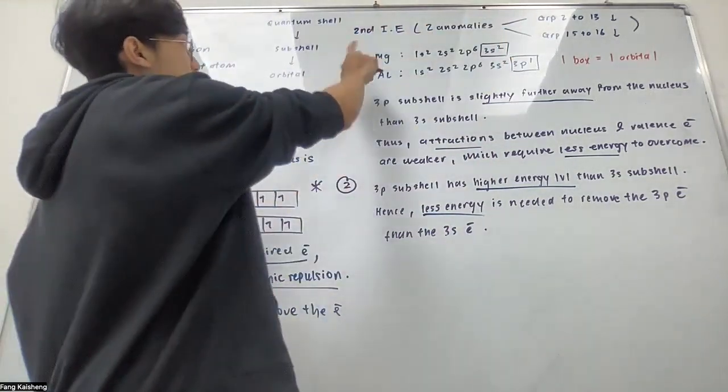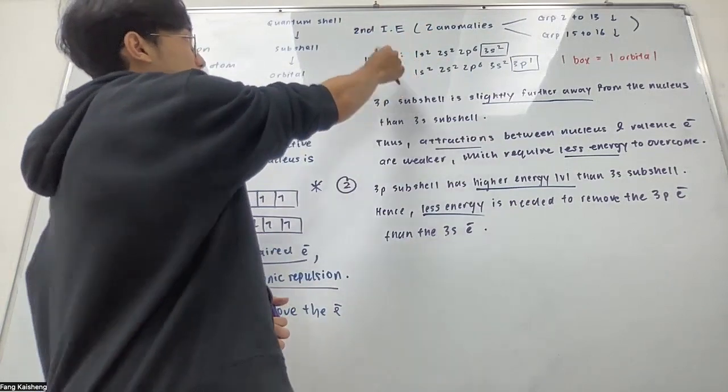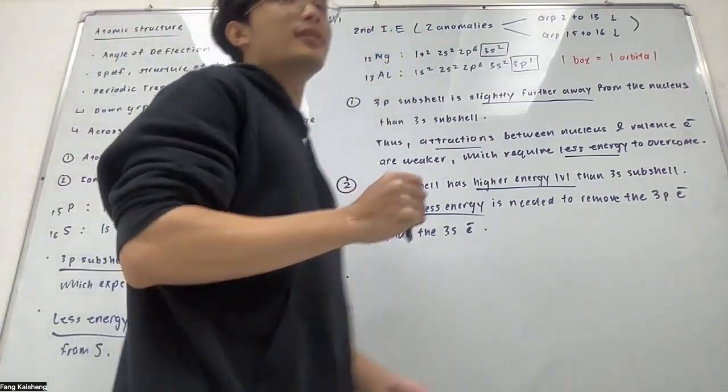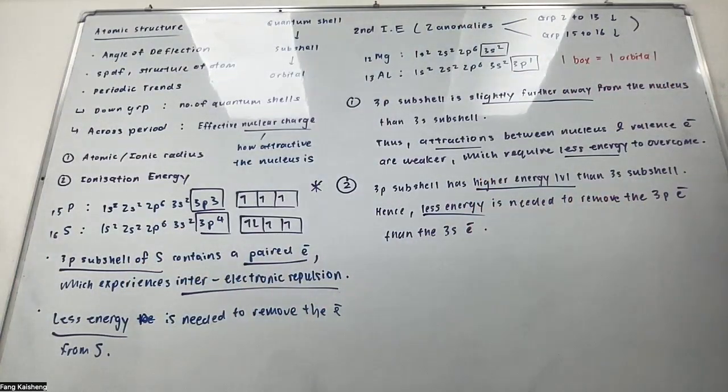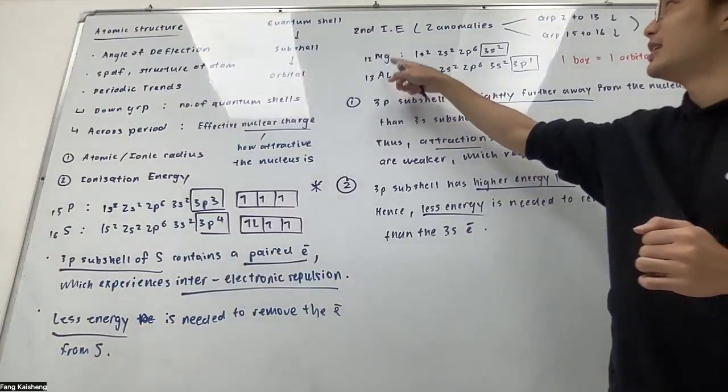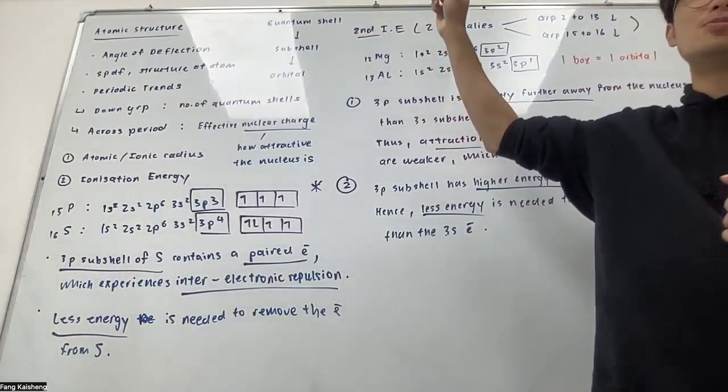But how do we discuss the electronic configuration? Is it for this atom? What species do we need to draw the configuration for? Close enough. But what's the species first? Remember, for second IE, you look at which species?